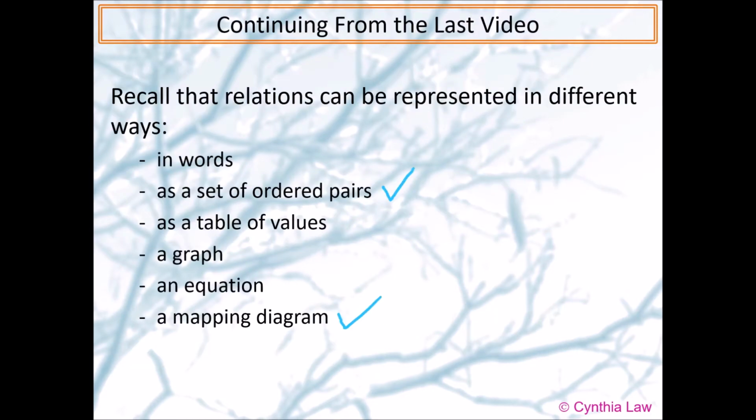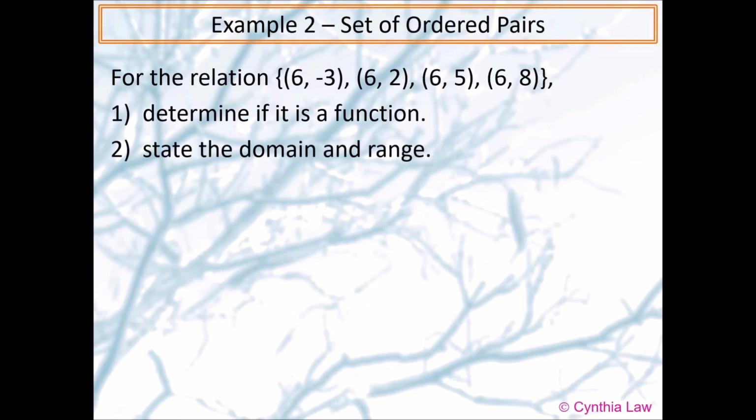Recall that relations can be represented in different ways. In the last video, we talked about how to represent them using a set of ordered pairs and a mapping diagram. So we're going to look at what happens when we have table values, graph, and equation. We're not going to focus on words right now because that's just a word problem. So let's look at some examples.